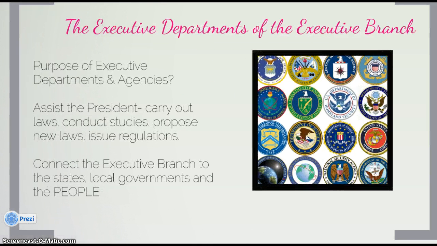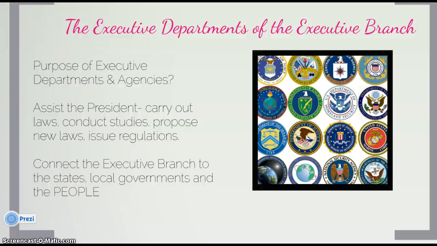So the executive departments of the executive branch. And here in the picture on the right-hand side, you can see the symbols of the 15 executive departments. And there's a really great chart in your book. Let me get the page number here. It is page, just a second, 198 and 199.